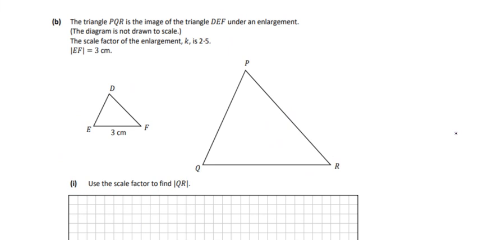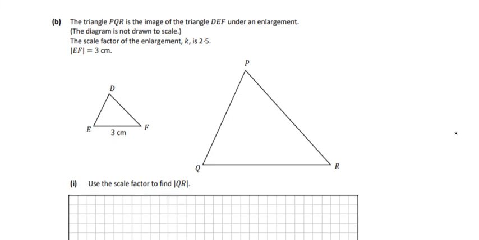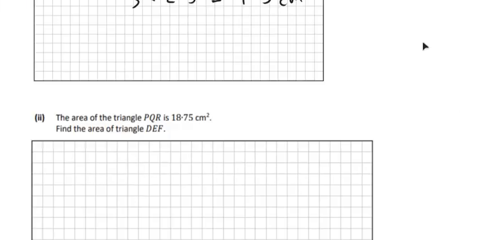So the big triangle here is 2.5 times the size of the little triangle. So if you take each measurement in there and multiply all of it by 2.5, it'll give you the lengths of all of those. So to find the length of QR, that's just this here along the bottom. So if in the small triangle it's 3, it just means that it's got bigger by 2.5. So you just have to do 3 multiplied by 2.5. So 3 multiplied by 2.5 is 7.5. So 7.5 centimeters is the answer.